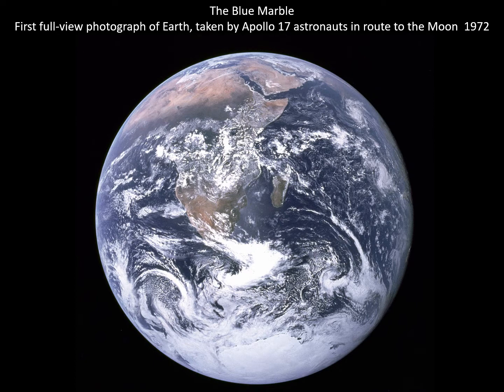This image illustrates beautifully the essence of planet Earth, notably that the surface is largely a watery habitat. This is a famous photograph known as the blue marble. It's the first full view of Earth and was taken by Apollo 17 astronauts on their route to the moon in 1972.